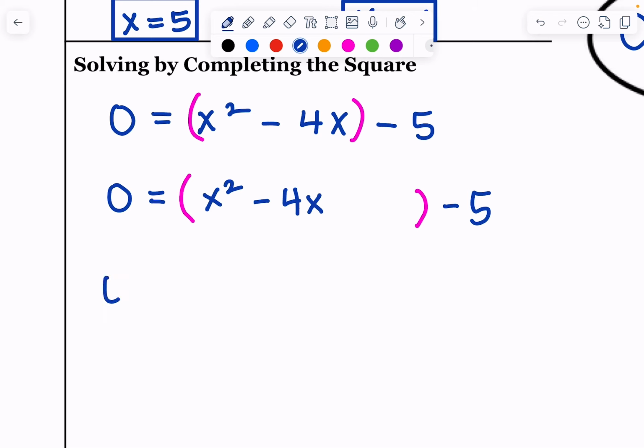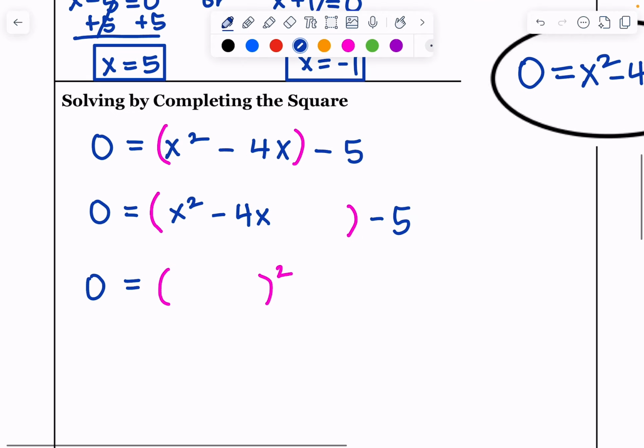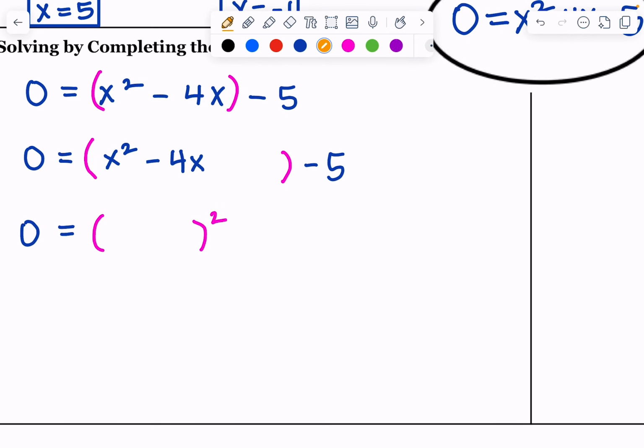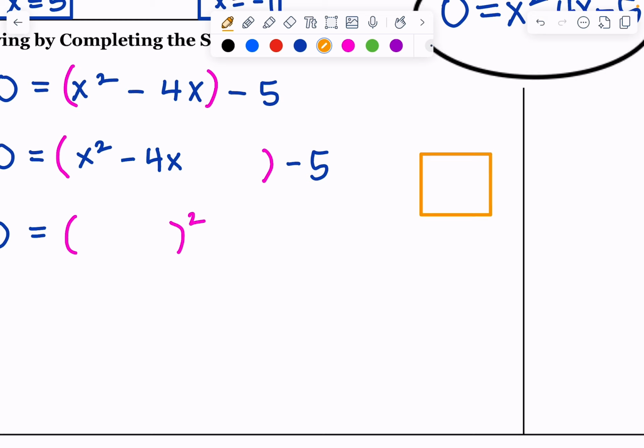On this next line, I'm going to rewrite that, but instead of x squared minus 4x, I'm just going to write a parentheses squared. This is called completing the square. So we're trying to make that pink parentheses into a perfect square. So if this is scratch work, I'm just going to use orange here, but off to the side, if I wanted a perfect square and I knew that I wanted x squared and minus 4x, I would want these two to be the same thing that would give me -4x, which would be -2x and -2x.